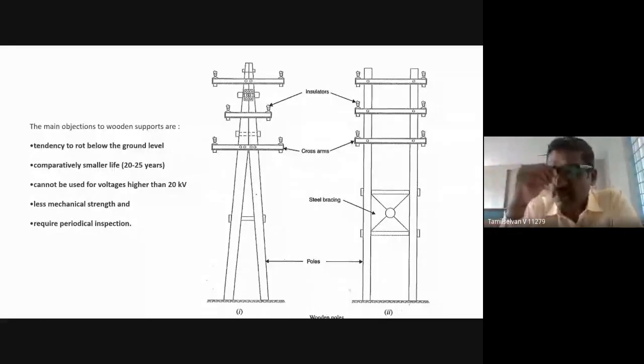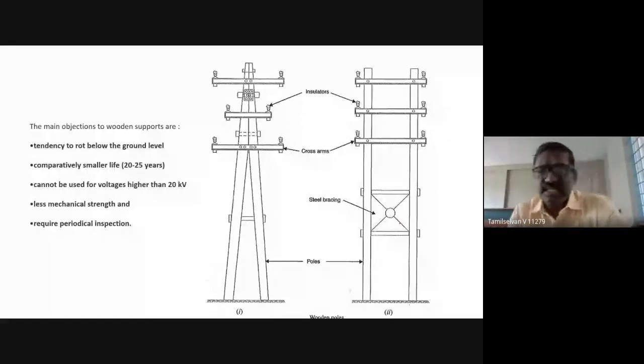Here we use this H type for the pole, and normally when you have the switchgear as well as the transformer with the conductors, then we use this type of steel H type with steel bracing. A non-technical person should not climb that pole, so that's why the steel bracings are there, to protect the towers. This is the structure of the electric pole.